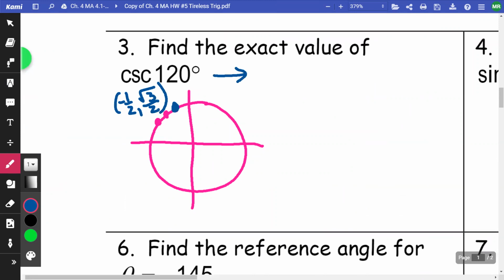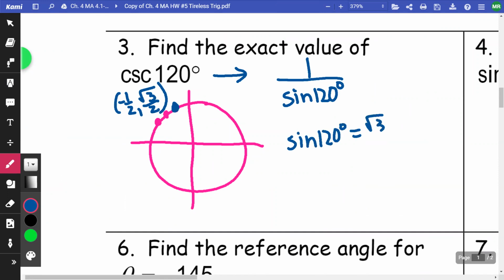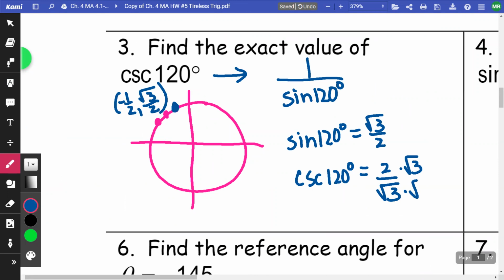Now cosecant is going to have the reciprocal of sine. So I'm going to basically find the reciprocal of sine. So sine of 120 degrees is going to be root 3 over 2. So that means the cosecant is going to be the reciprocal of that, which is going to be 2 over root 3. And we rationalize, we multiply the top and bottom by root 3. And we get 2 root 3 over 3 as our answer.